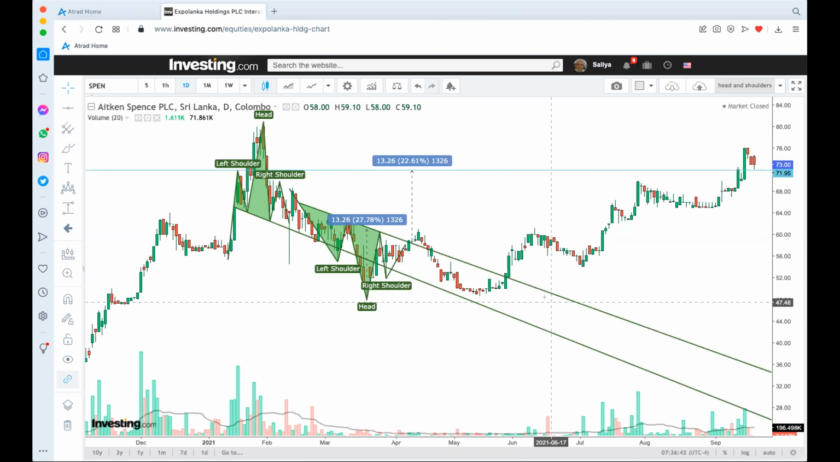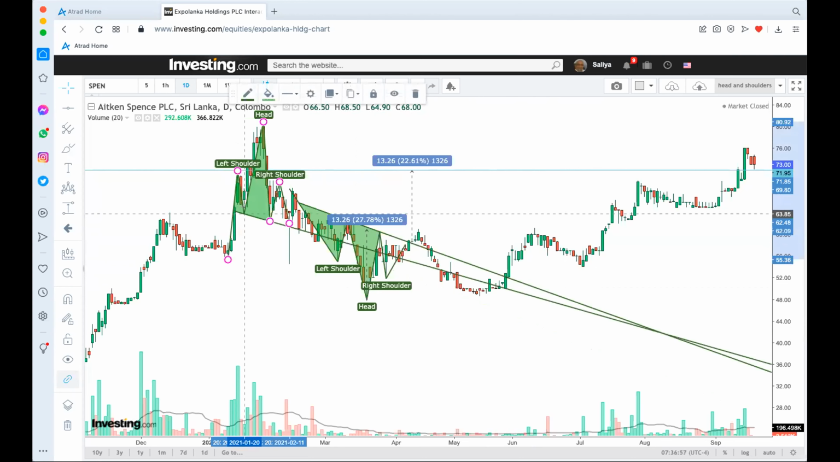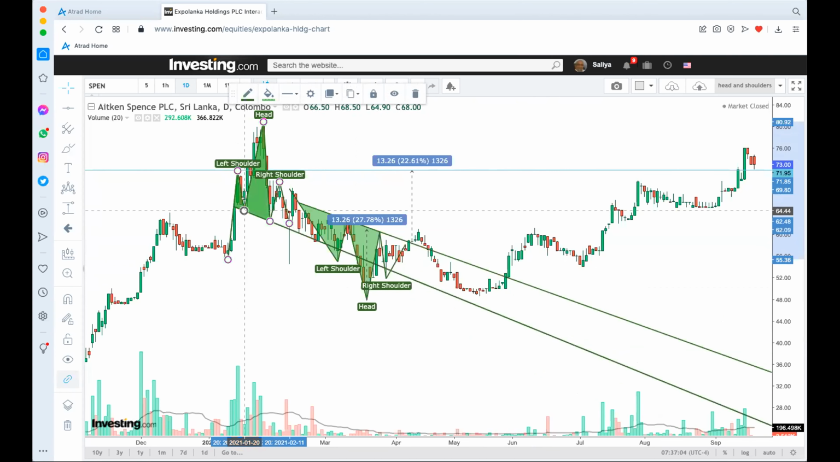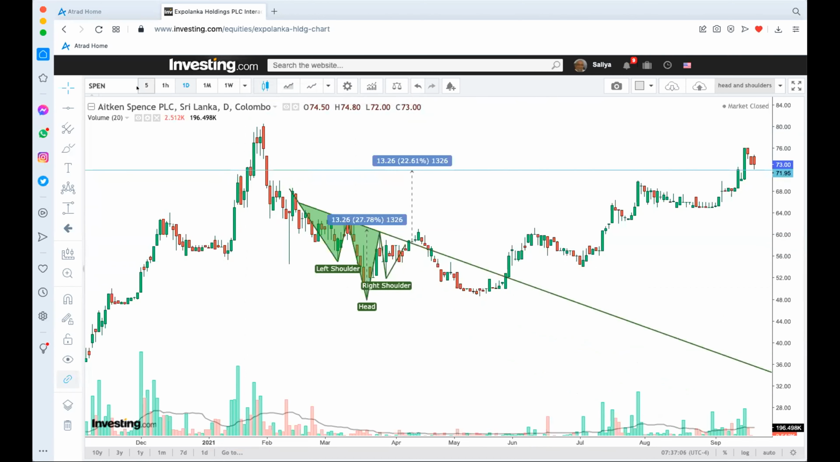And then you will see there is a pre-test happening within this channel, and then there is a breakout. You could have initiated your entry here, right? That's why I said it will be useful if we enter the price levels itself. Then we could have got it accurately.